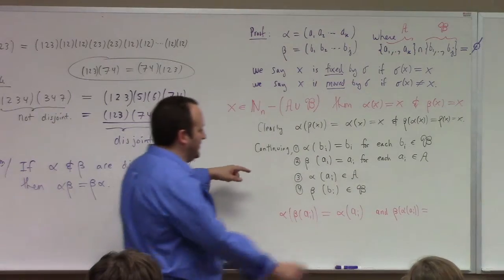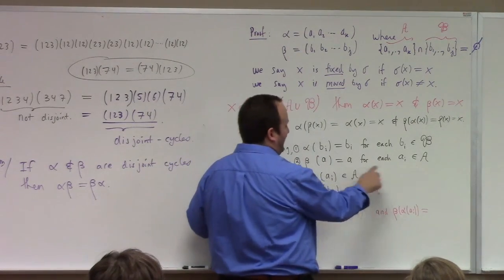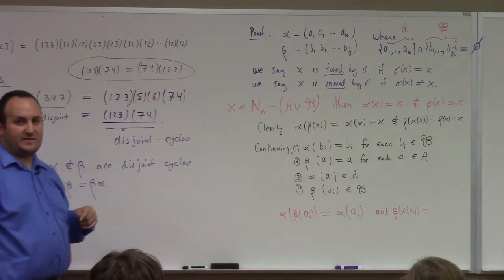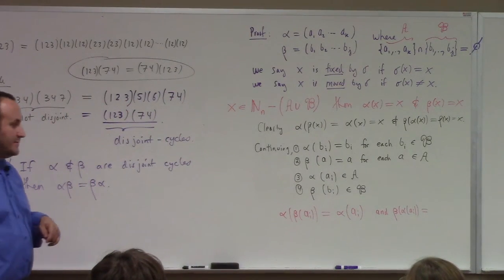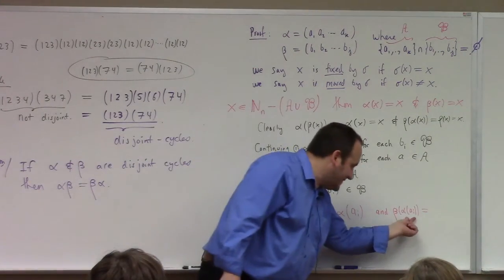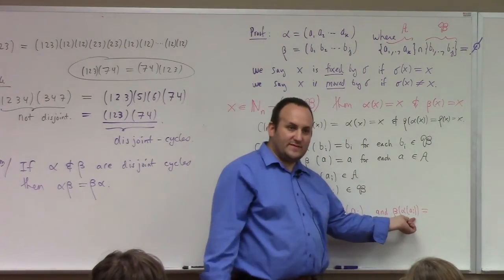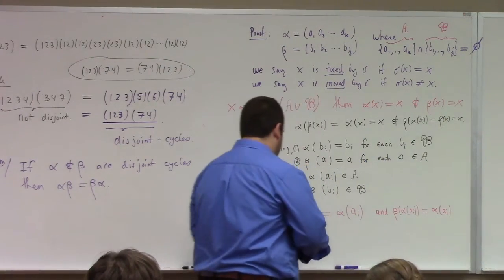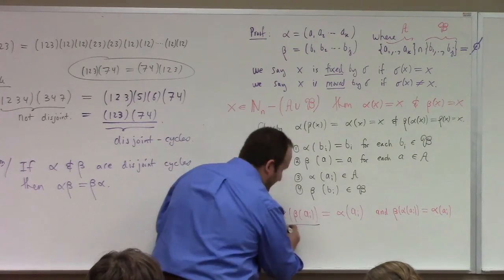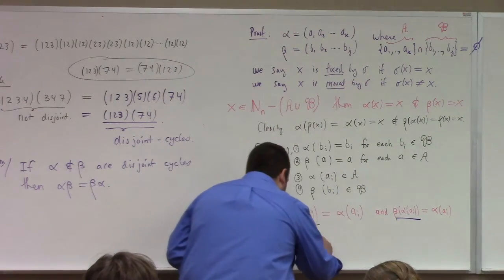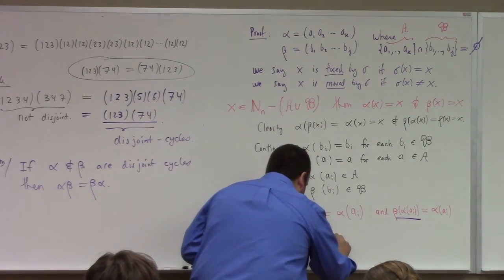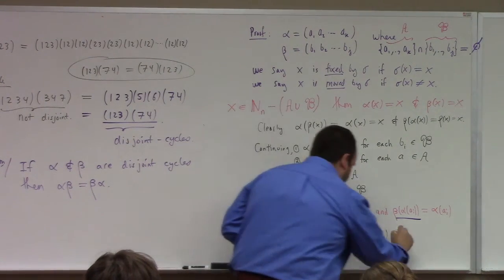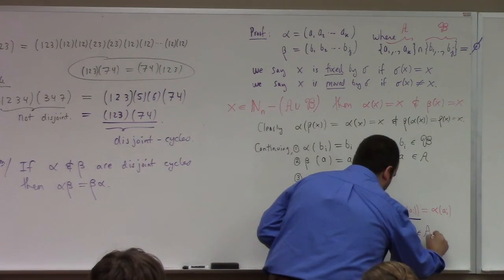Maybe if instead of writing a sub I here, it helps if I just say like that. This is a variable statement, so don't attach too much significance to the a sub I. That's not a fixed thing, that's a variable. My point is that this is an element of A, and beta fixes elements of A. So this is, again, alpha of a sub I. So what do we get? We get that this and that are equal. So alpha beta of a sub I is equal to beta alpha of a sub I, for all a sub I in A.